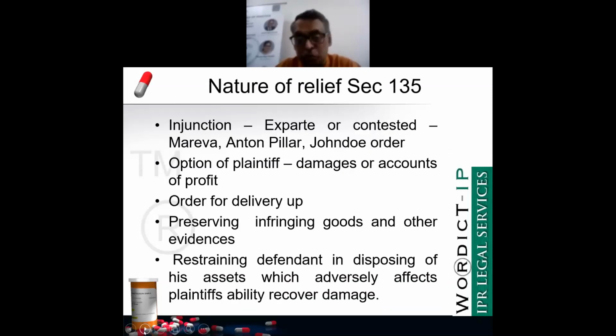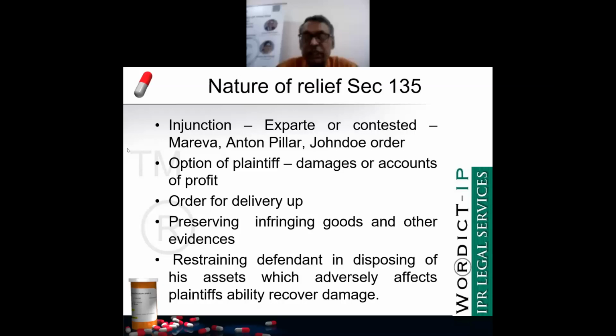Now, what are the types of orders that I can get? Under trademark law, section 135 very clearly talks of the types of orders you can get. Section 135 is very exhaustive. In fact, if you take either the Patent Act, Trademark Act, Copyright Act, or the Design Act, unlike other acts in this country, these acts actually define or tell what is the nature of orders that can be passed by the court.